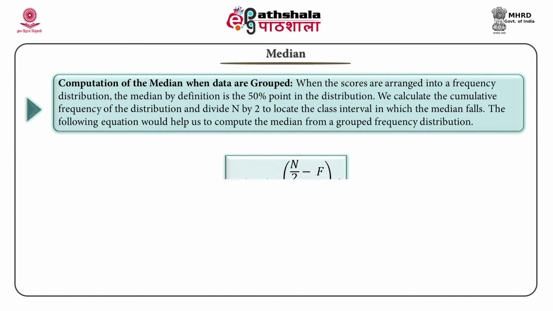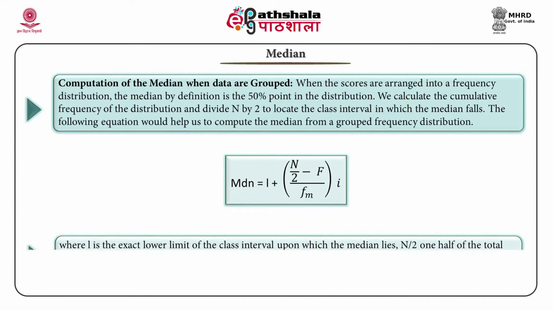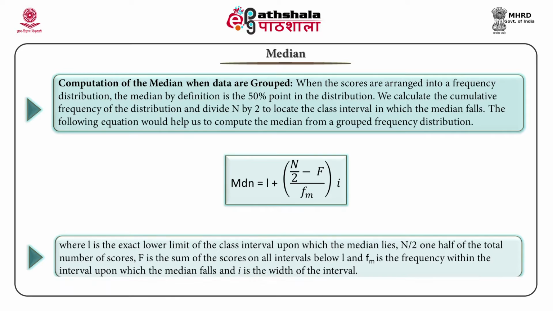The equation is L plus ((n by 2 minus f) divided by fm) into i, where L is the exact lower limit of the class interval upon which the median lies. n by 2 means one half of the total number of scores. f is the sum of the scores on all intervals below L, and fm is the frequency within the interval upon which the median falls, and i is the width of the interval.